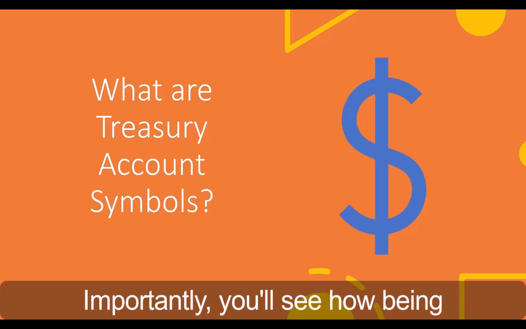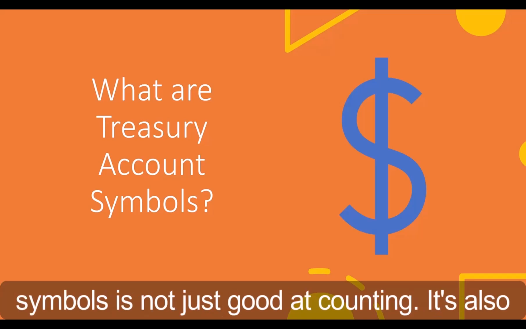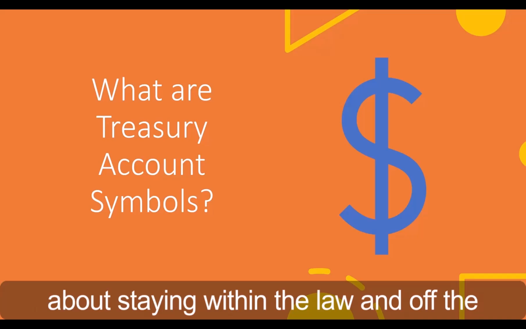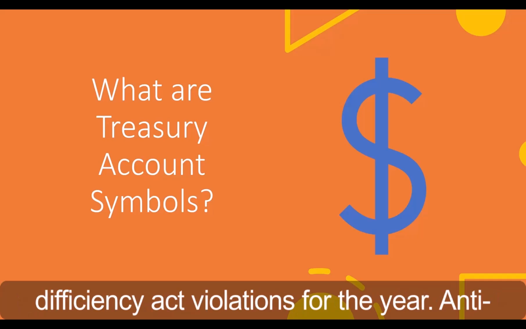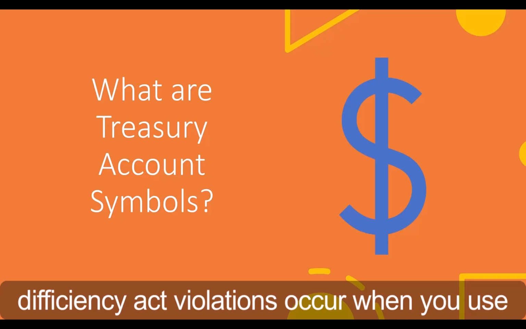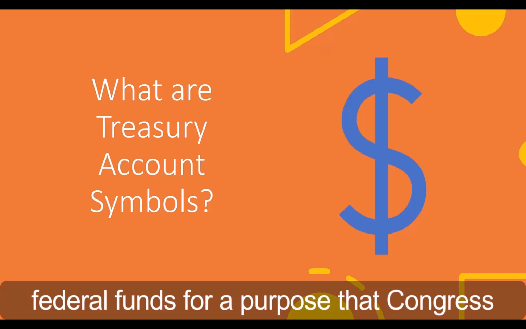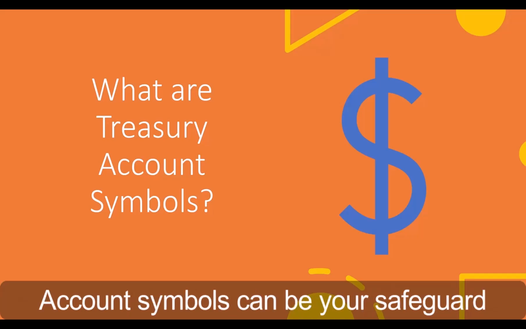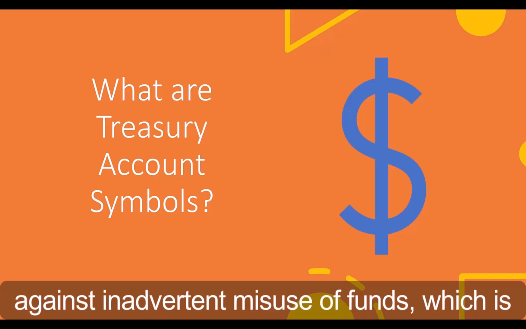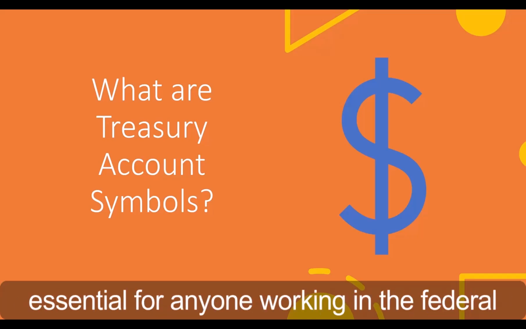Importantly, you'll see how being knowledgeable about Treasury Account Symbols is not just good accounting. It's also about staying within the law and off the Government Accountability Office list of Anti-Deficiency Act violations for the year. Anti-Deficiency Act violations occur when you use federal funds for a purpose that Congress did not intend. Understanding Treasury account symbols can be your safeguard against inadvertent misuse of funds, which is essential for anyone working in the federal government.